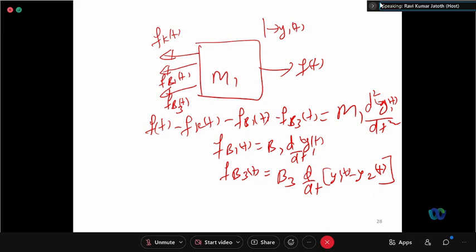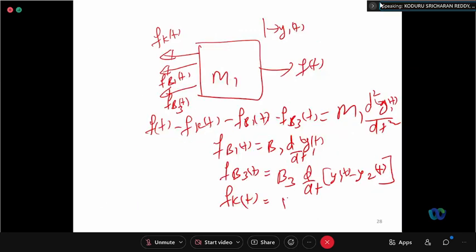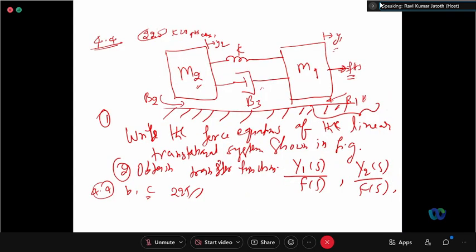Now you know fb1 and fb3, and what is fk? K into y1 minus y2. Very good. K into y1 of t minus y2 of t. Right. So now we will try to draw the free body diagram of M2.